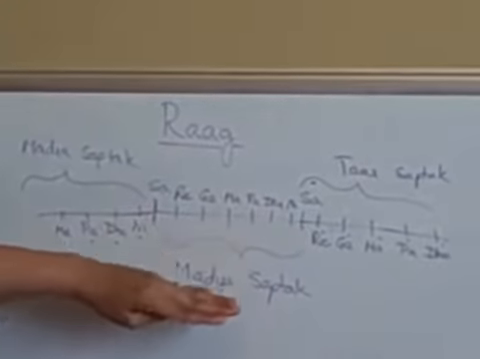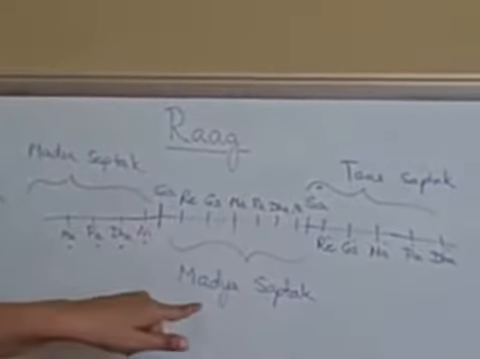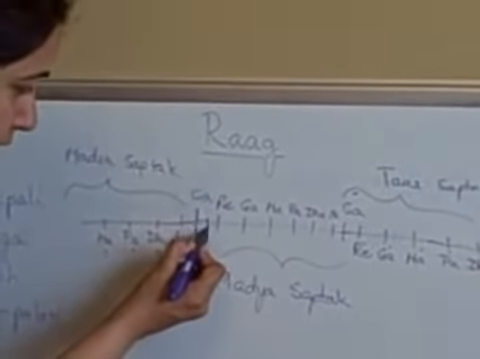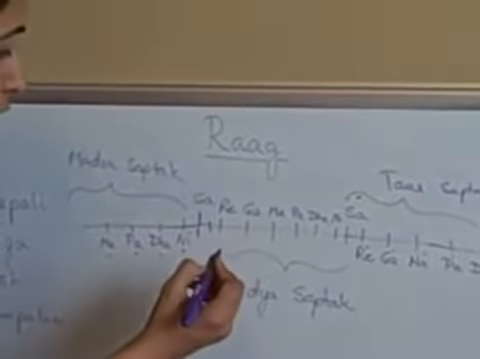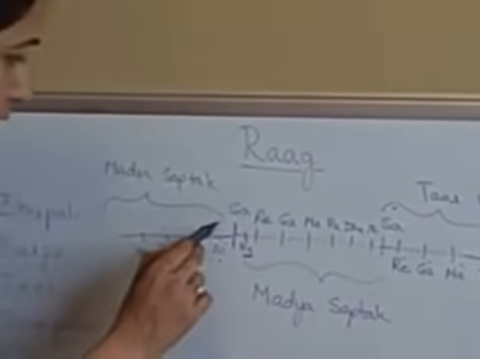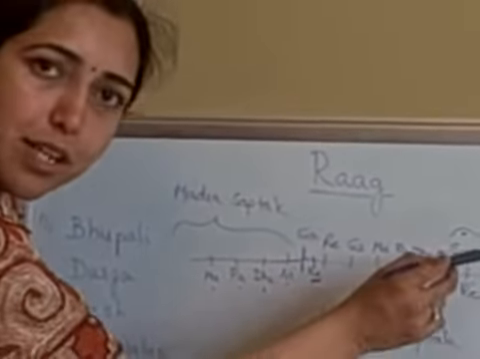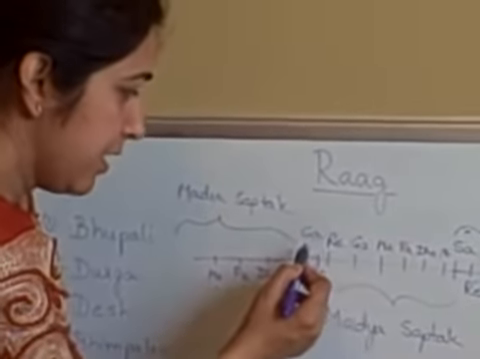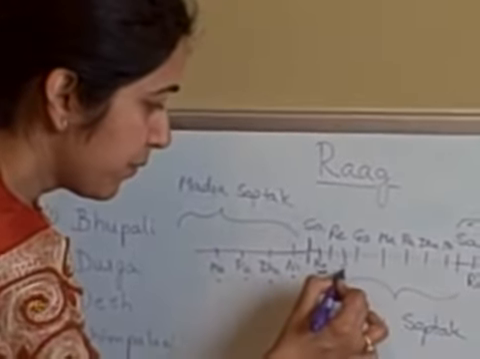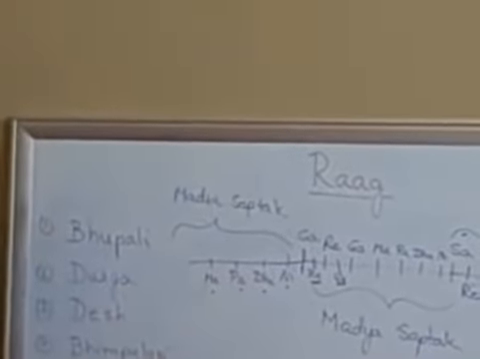Now let's talk about the Madhya Saptak. We talked about Sa, Re, Ga, Ma, Pa, Dha, Ni, Sa. These 7 notes constitute the Madhya Saptak. Now between Shuddha Sa and Shuddha Re, there is another note, which is called the Komal Re, and we denote it with an underline underneath. So Sa, Re, Re, Ga, Ma, Pa, Dha, Ni, Sa. Between Shuddha Re and Ga, there is another note denoted with an underline, called the Komal Ga. Anything with an underline is a Komal Swar.